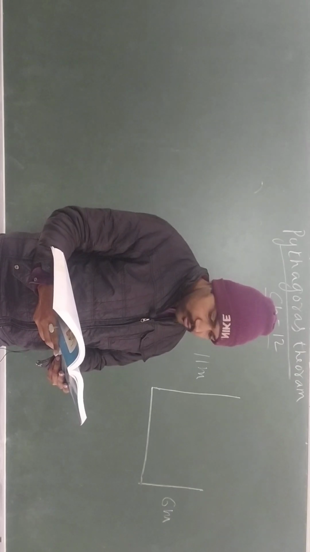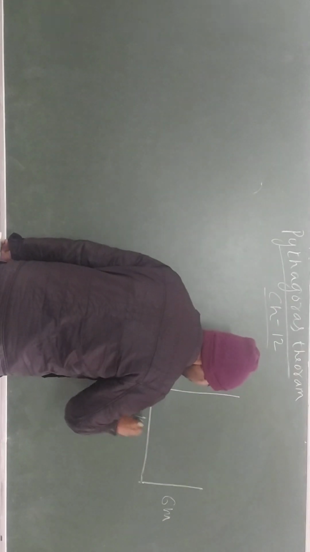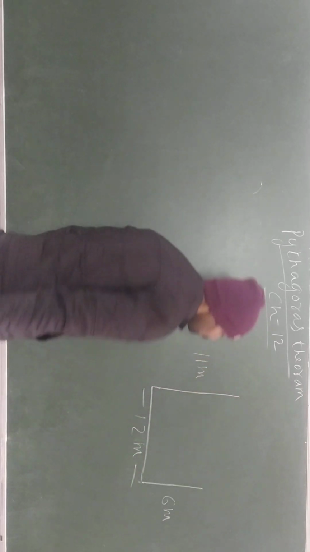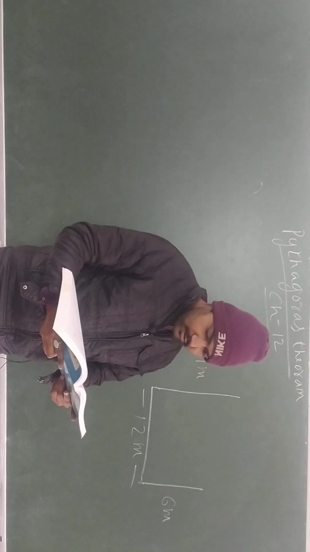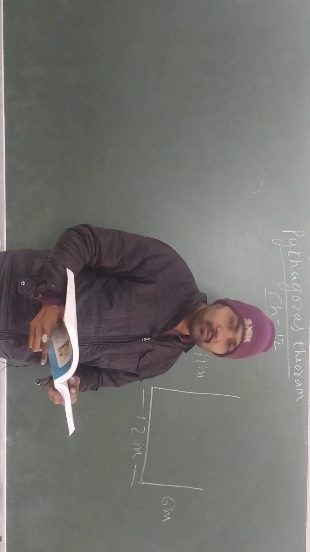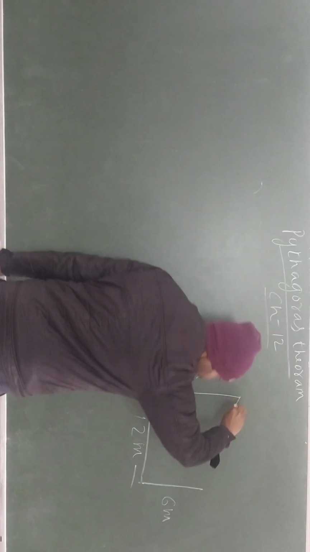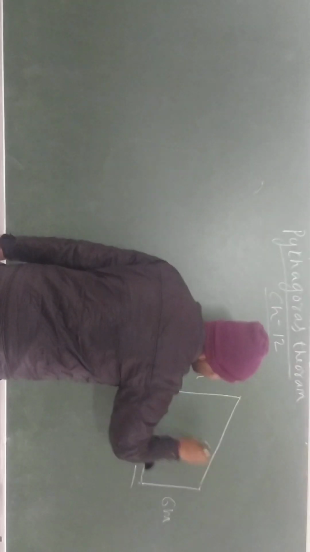If the distance between their feet is 12 meter, है ना. So this is 12 meter. The distance between their feet is 12 meter. They are asking, find the distance between their tops. So we have to find the distance between their tops, that means we have to find this distance, है ना.